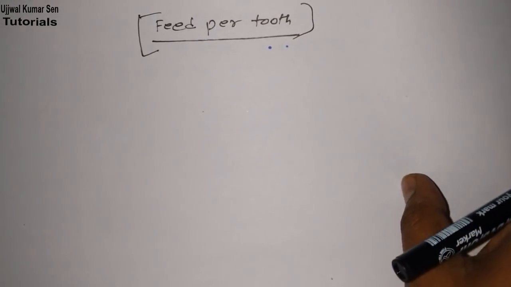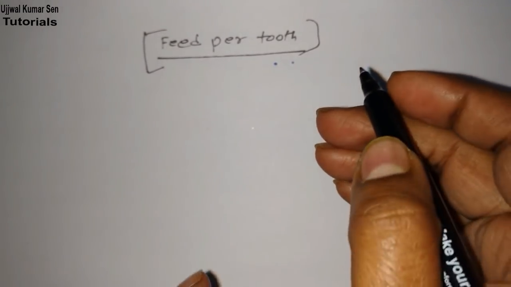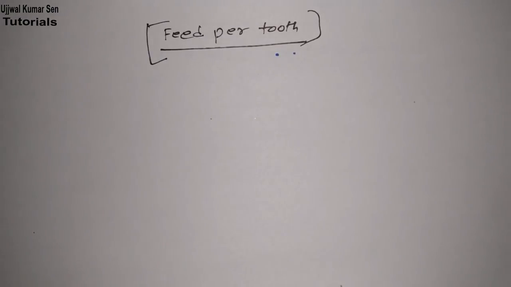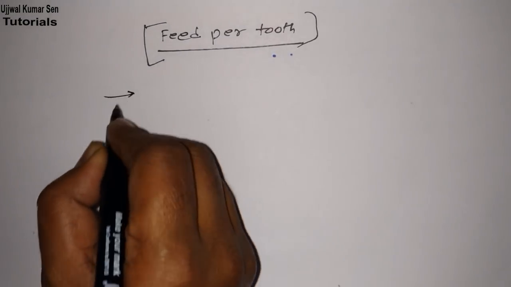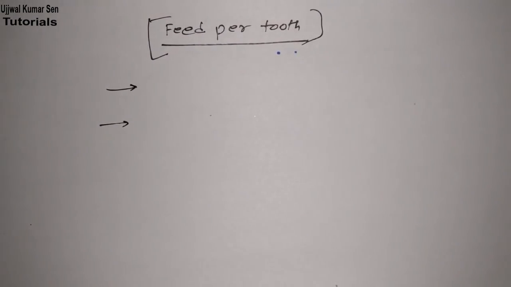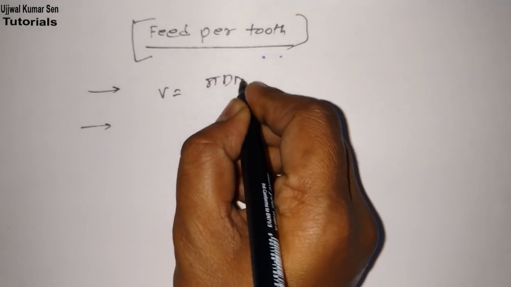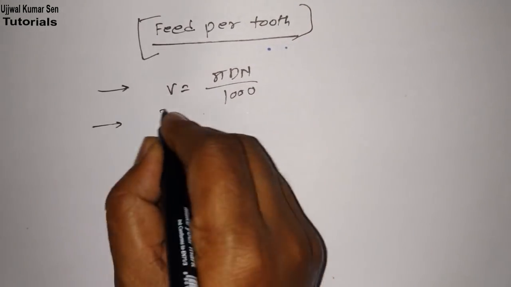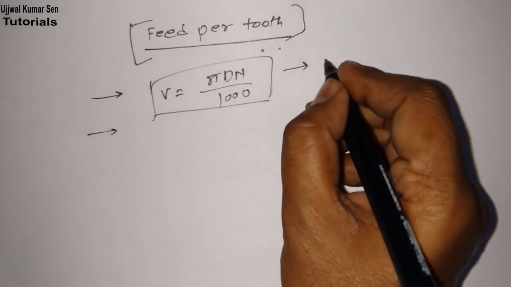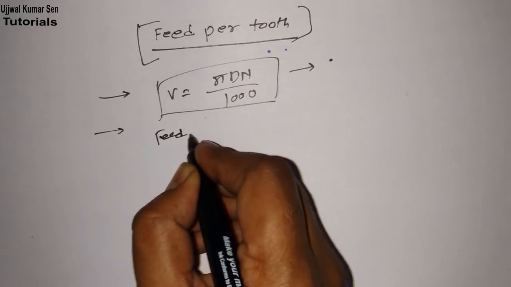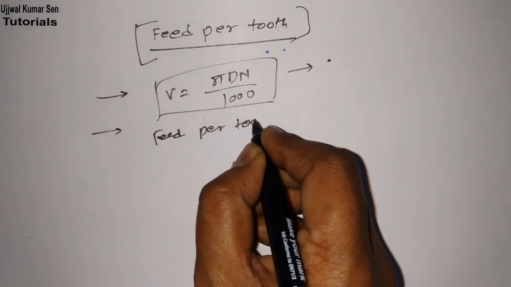Okay. So based on that question, I am sharing this topic with you. In this topic, I am going to share a few formulas that are most important for finding feed per tooth, as well as some basic concepts. We know that V is equal to pi dN by 1000, one of the most important formulas. Another one is feed per tooth.